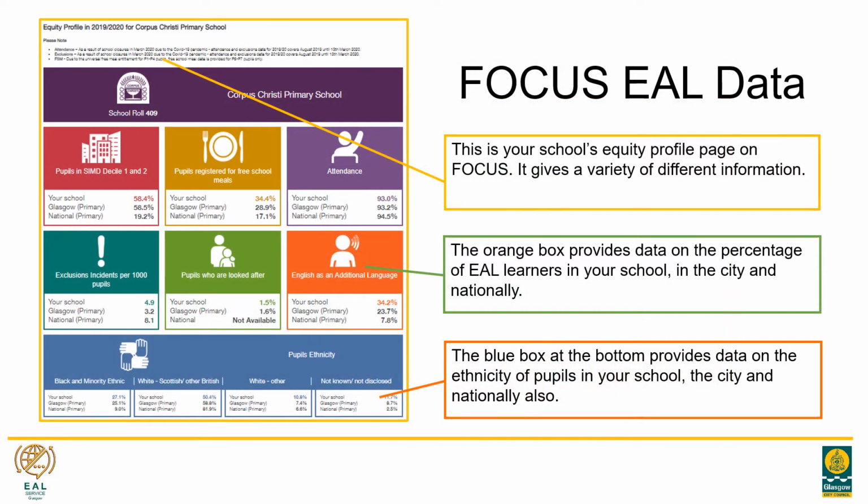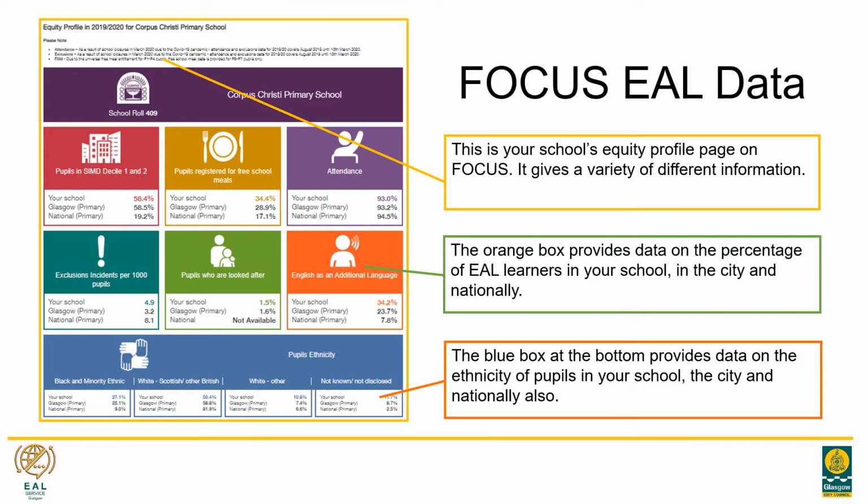So how do you access EAL information on Focus? When you log in and choose your school, you're taken to the equity page. That looks like the box that's on the left-hand side of this page. This displays a variety of information, including lists and pupils in SIMD 1 and 2, looked after pupils, pupils with free school meals, etc. It shows the different percentages for your school, the city and nationally, and it gives an overview of how your school compares to others, both locally and nationally.